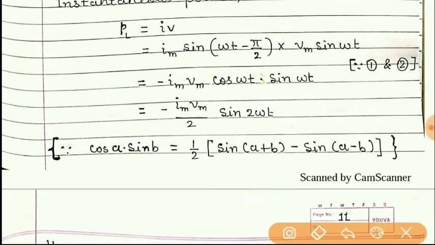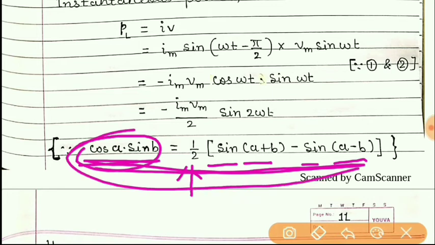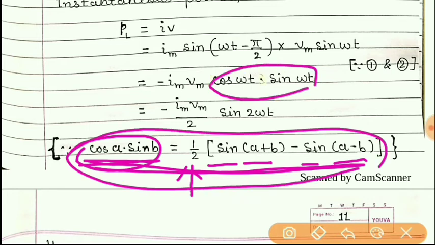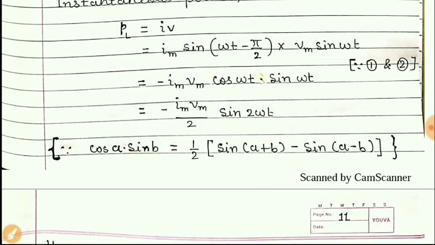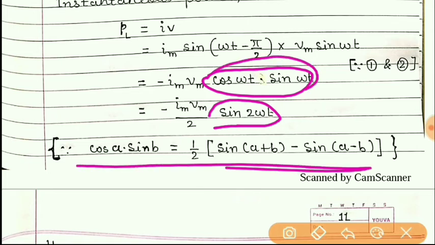Now students, using this formula from trigonometry, that cos A into sin B is equal to 1 by 2 [sin(A plus B) minus sin(A minus B)]. So applying this formula here, we will get this value equal to sin 2 omega t. So students, here you have to pause this video and you have to apply this formula for this situation.